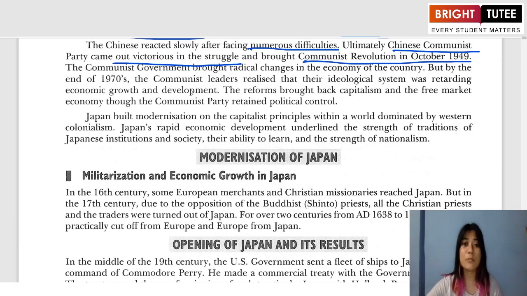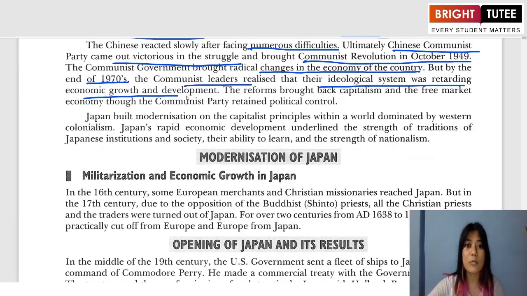Now this Communist Party formed the communist government, and that government was able to bring huge changes in the economy of the country. By the end of the 1970s, the communist leaders realized that their ideological system was retarding economic growth and development. The Communist Party's government and their economic policy was not helping China towards the end of the 1970s, and they began to realize that the economy of the country was still declining.